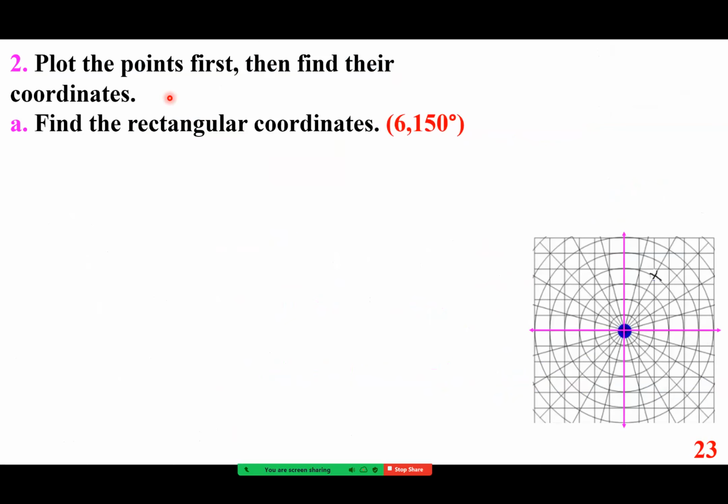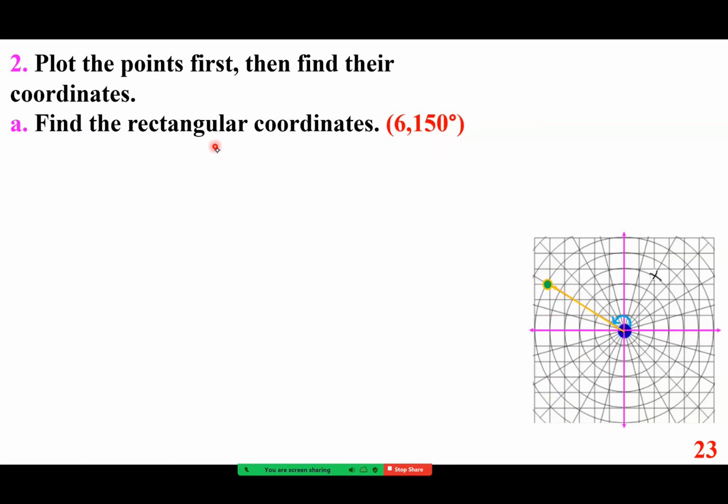Plot the points first, then find their coordinates. Find the rectangular coordinates of 6 comma 150 degrees, and notice the information here. So this is 150 degrees, and you go 6 tick marks, assuming each one represents 1: 1, 2, 3, 4, 5, 6. That's how you locate that, okay? And this is r comma theta. We want to find the rectangular coordinates.